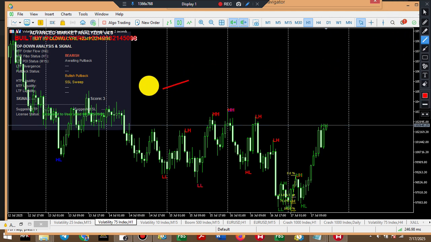When there's no signal, check which score is there. Is this score 3? Yes. Score 3 is telling you that the structural alignment is okay. So you can now look for either a pullback into a key level or a POI zone. Exactly. You look for a pullback into a POI zone, then you take your entry.